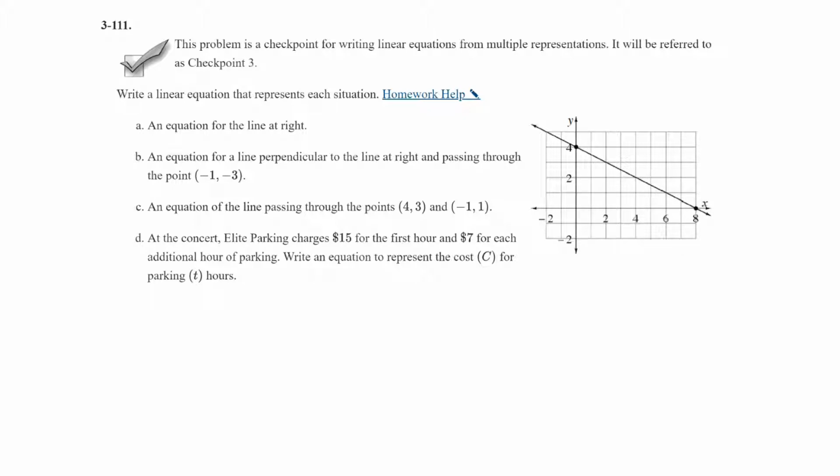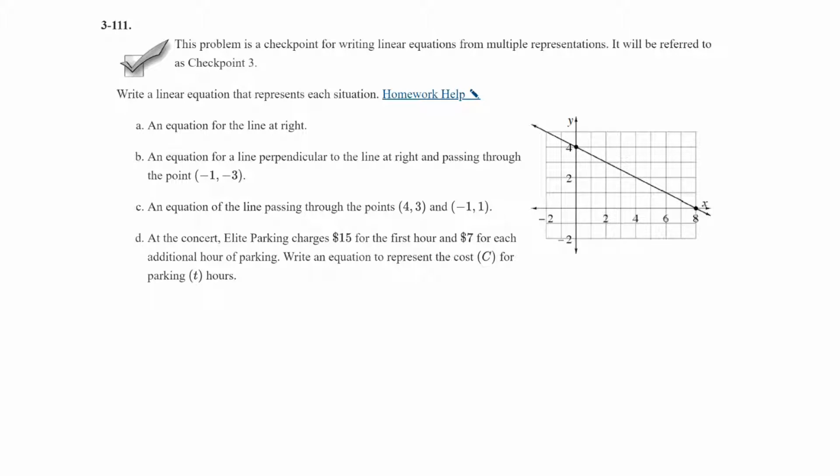Question 111 is a checkpoint. The problem is a checkpoint for writing linear equations for multiple representations. When you do these checkpoints, be aware that this is really a point in the course where you should have mastered this skill. So if you go through this problem and you're still struggling with things, make sure you get some extra help.